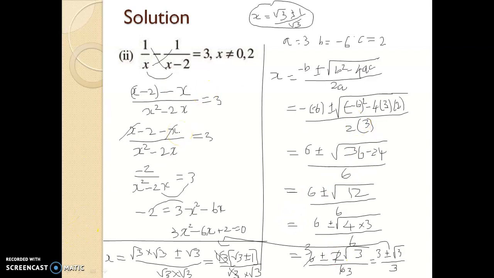And then some more sums are also there. So we are going to see those sums in the next video.